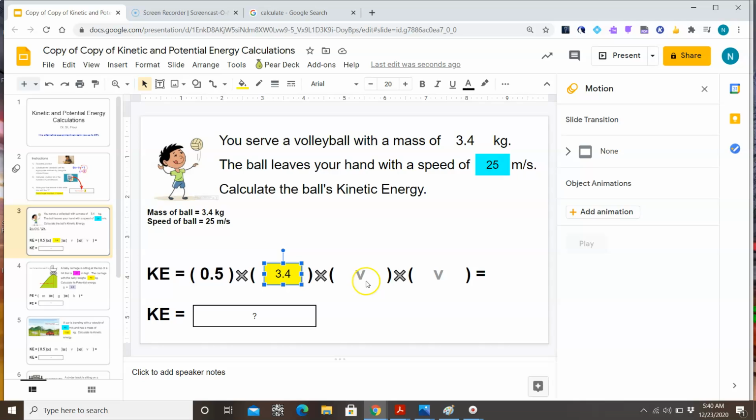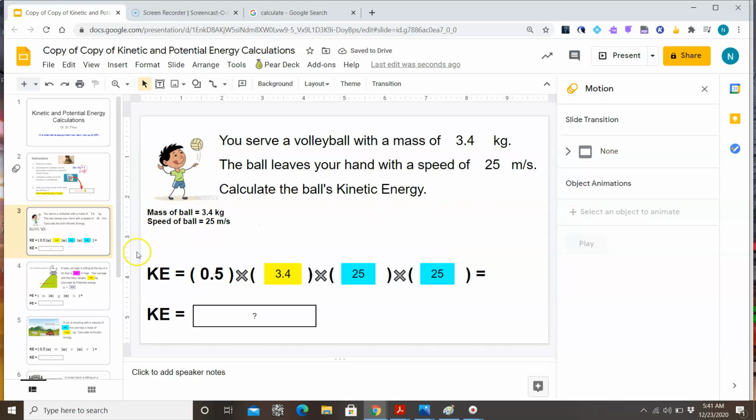Now I need to substitute my velocity or speed. I know the 25 is my speed because it says speed of, and the units are meters per second. The units for speed is always meters per second. I need two of them in this case, so one value goes there. I can substitute that first v for 25, and then I'll substitute the second v. Now I have my equation.